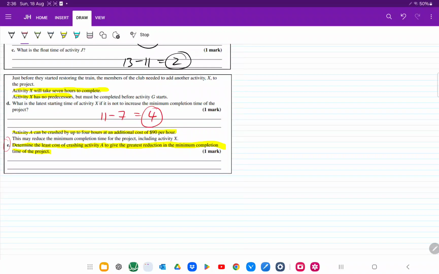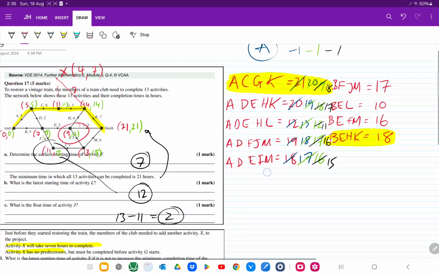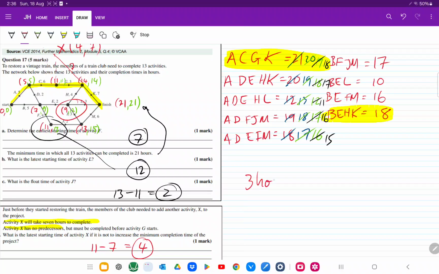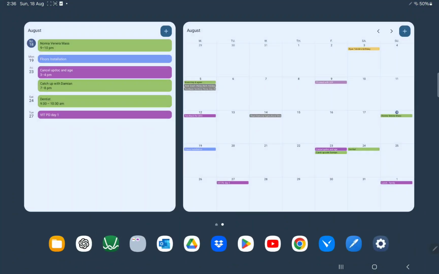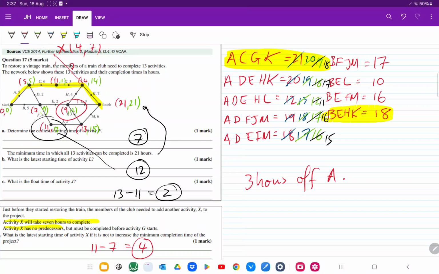So the least cost will mean that we're taking 3 hours off A, and that'll be at a cost of, what is it? $90 times 3, which is $270. Okay.